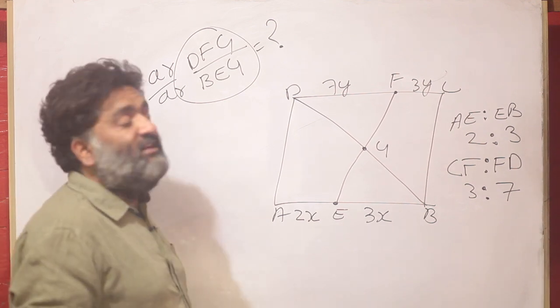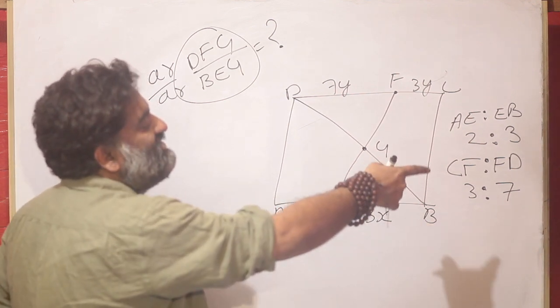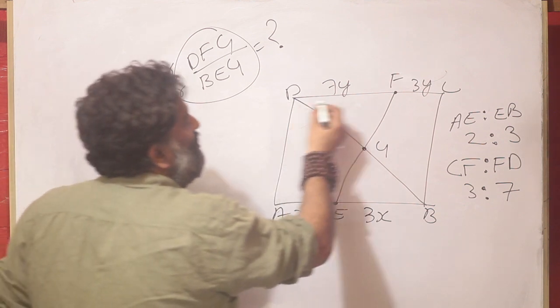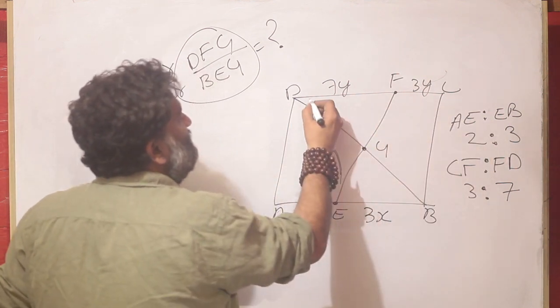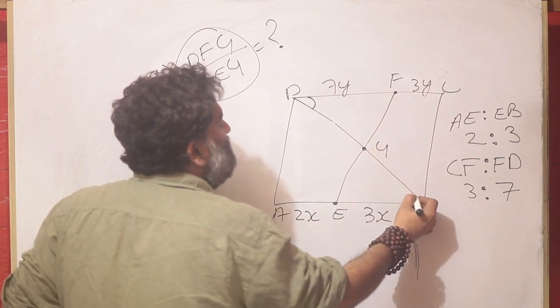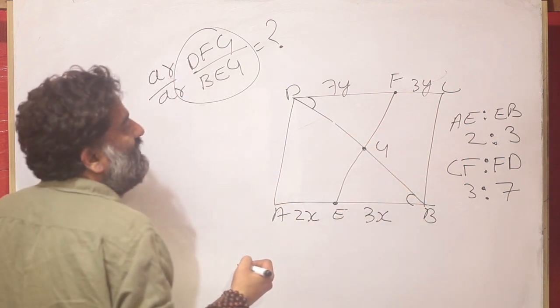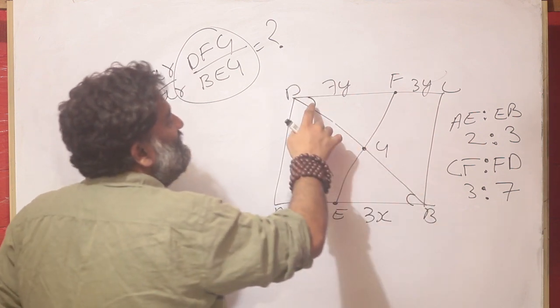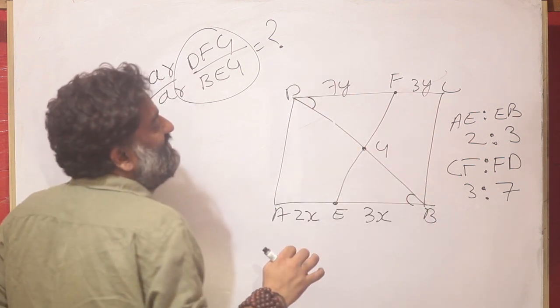So let me first think if they are similar, because then I have some ratios playing out for me. Let's see what can be done using that. Because these two lines are parallel, this angle is going to be equal to this angle. Why? These two lines are parallel, this is a transversal, these are alternate interior angles.